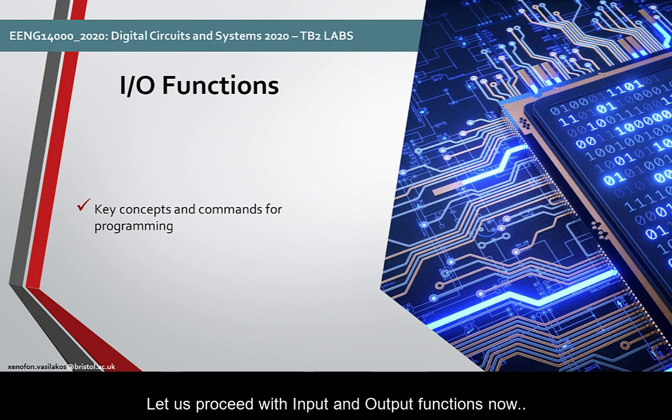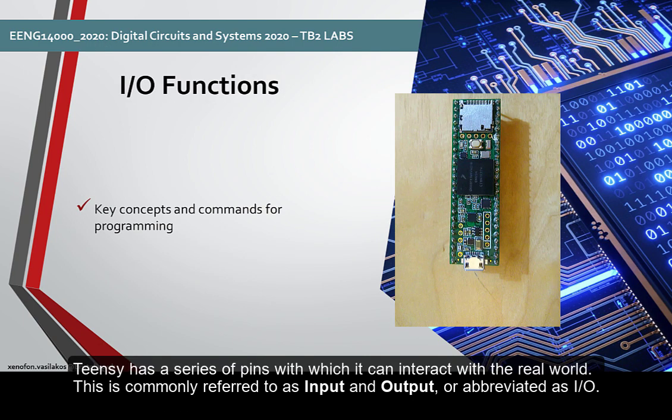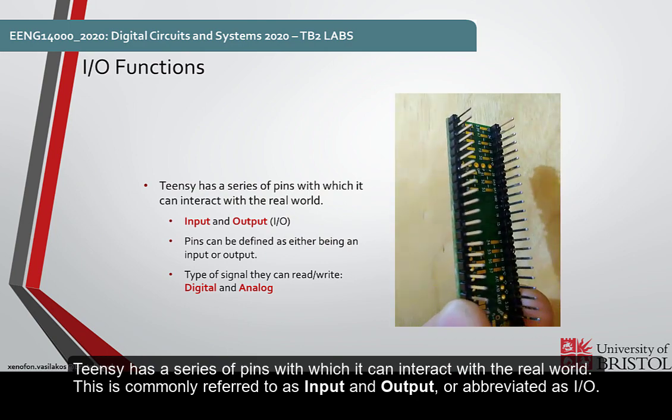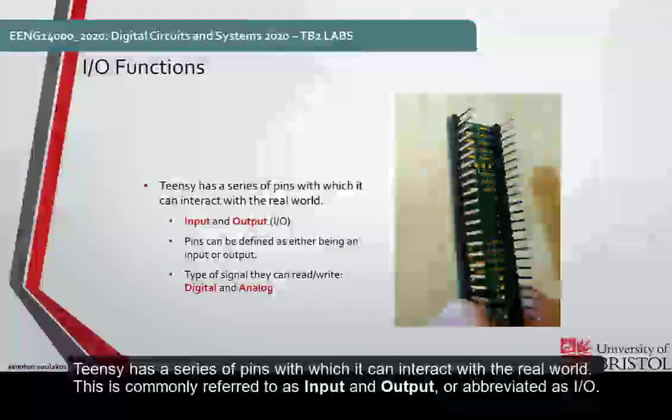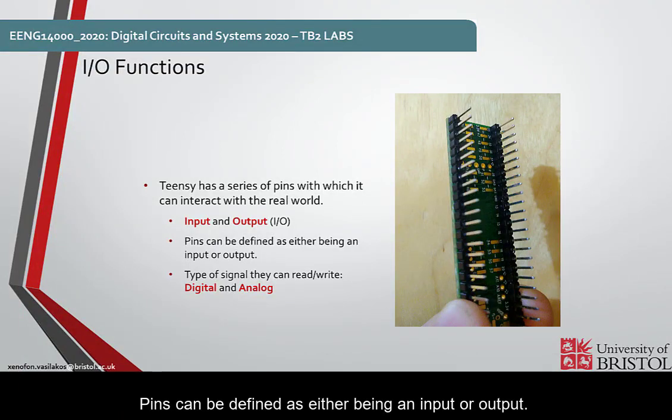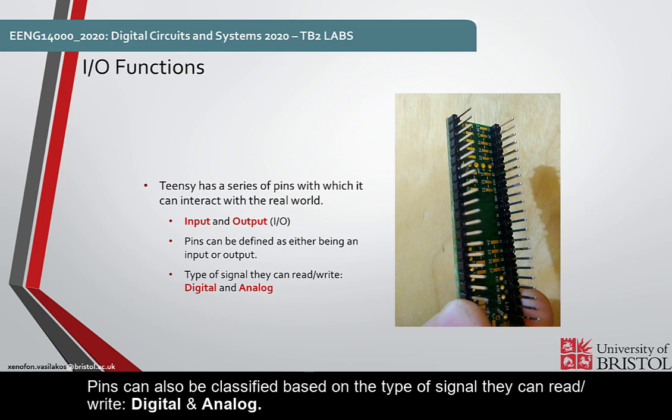Let us proceed with the input and output functions now. Teensy has a series of pins with which it can interact with the real world. This is commonly referred to as input and output, or abbreviated as I/O. Pins can be defined as either being an input or output. Pins can also be classified based on the type of signal they can read or write: digital and analog.